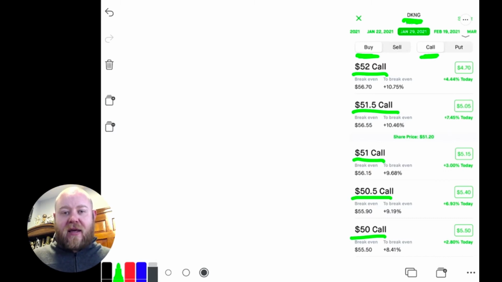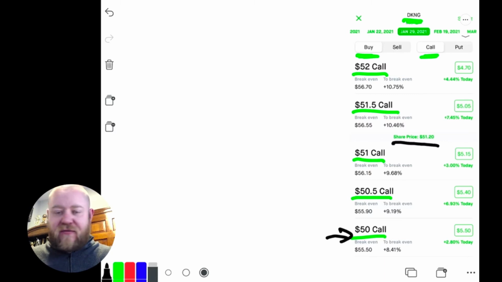So when you're buying a call option, you are betting that the stock is going to go up, and we'll take this $50 call. We're going to have the right to buy 100 shares of DraftKings at the $50 strike price, right? And you're probably sitting there saying, well, right now the share price is $51.20, so how could I buy it at $50? Well, that's what options are. You are buying the right to exercise a contract between you and the seller to say, I'm going to buy 100 shares of this stock for $50.